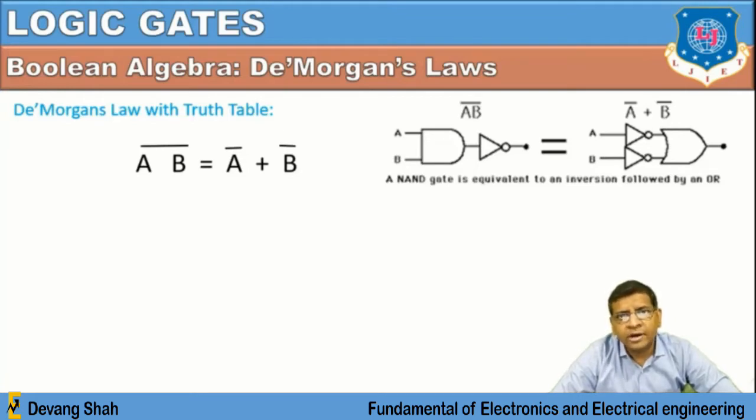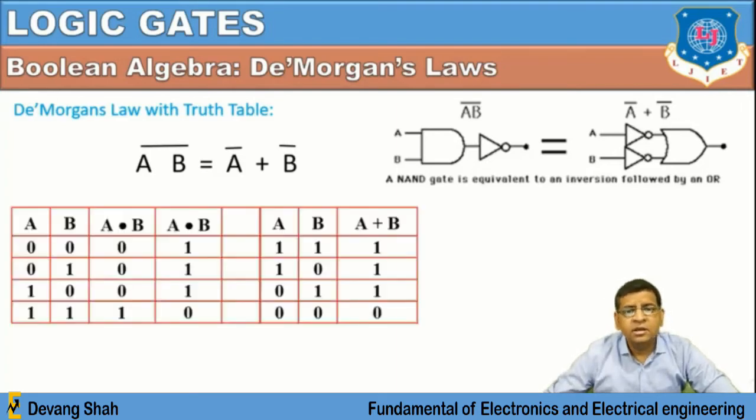Now the same law, like (A dot B) whole bar is equal to A bar plus B bar, you can implement and also verify with the help of a truth table, right? So let's see this here. You can find this A dot B as such.